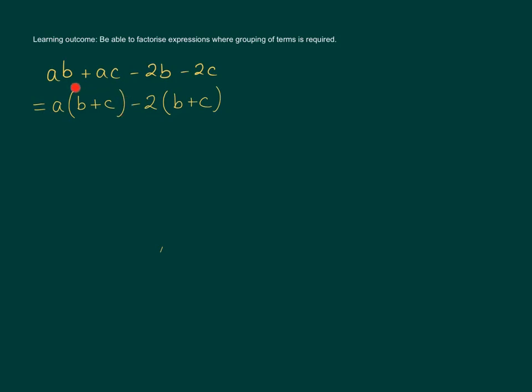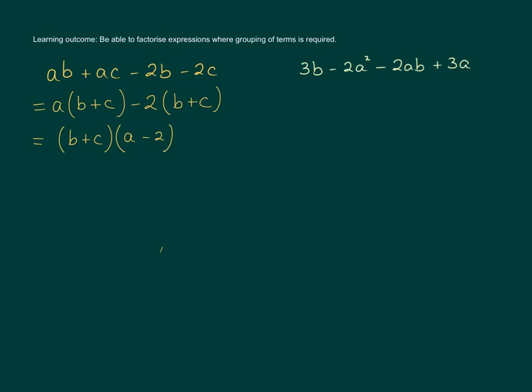So if you look at this entire term here and this entire term here, there is now something that's common to this and this. And what is common is b plus c. So you can take out b plus c as a common factor. Now b plus c comes out of here a times, and b plus c comes out of here minus 2 times. So you've now factorized your original 4-term expression into 2 brackets.